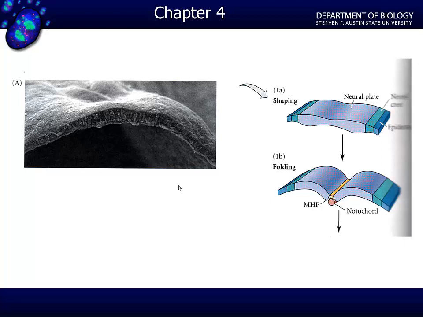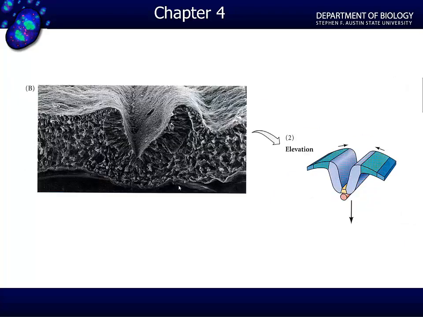But there you see the median hinge point just above the notochord, and you see how that's keeping the middle part of our neural plate from getting any taller. But as the cells preferentially grow on the lateral aspects, they are getting taller and taller. Here we have our neural folds on either side of the crest, and you can see that in the scanning electron micrographic view that we saw earlier.